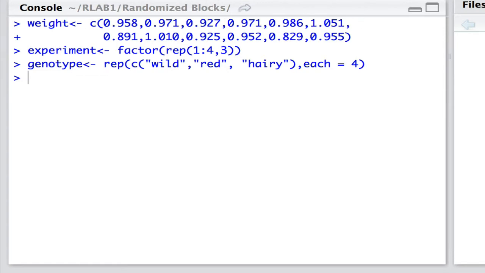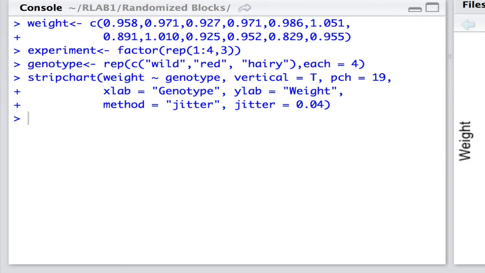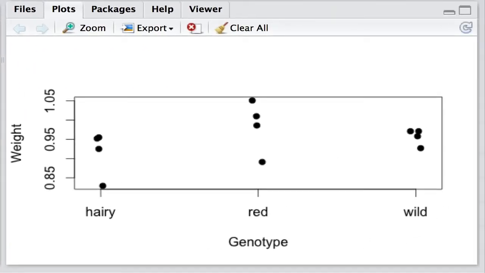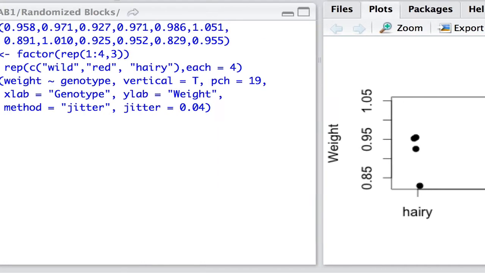Now we need to simply plot the graphs out, which we'll be doing just now with a strip chart to allow us to have a look at these data. So let's have a look. And here we can see, just by looking at genotype alone, there does seem to be overall a higher average weight for the red genotype than the hairy. But of course, to be more objective about this, we need to conduct a more formal analysis.